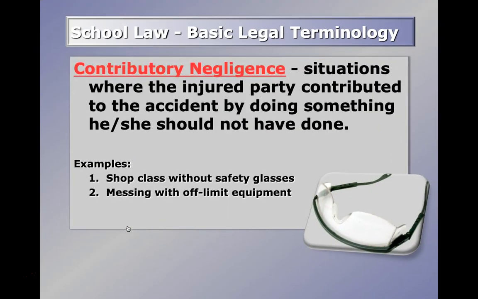So those things just happen. The second one is contributory negligence. These are situations where the injured party, that is the student, did something that contributed to the accident, and she shouldn't have done it. For example, if you're told in a shop class to wear your safety glasses, and you walk through the shop class without your safety glasses, and a wood chip flies off from one of the saws, hits you in the eye, and you lose your eye, it's contributory negligence, because you contributed to your own downfall by not following the school policy.